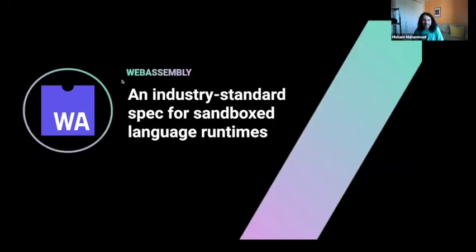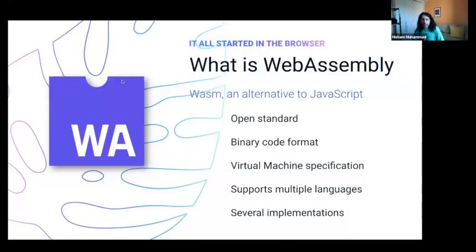So next slide, please. WebAssembly in one sentence could be summarized as an industry standard spec for sandboxed language runtimes. Next slide, please. You can look at it as something that started in the browser and is an alternative to JavaScript, which has a few important characteristics. It's an open standard. It's not a VM for a particular language. It supports multiple languages as a single binary code format, and it defines the format for the binary files and the virtual machine with their behavior. So multiple languages are supported, and there are several implementations.